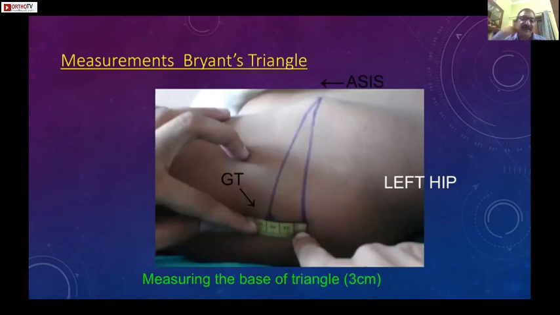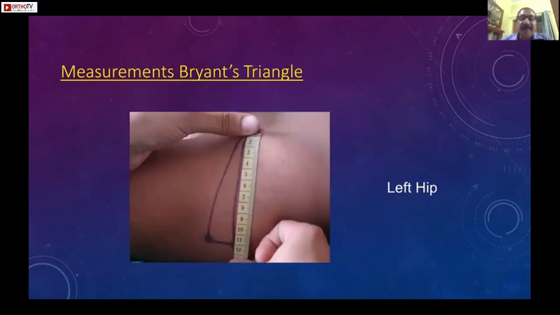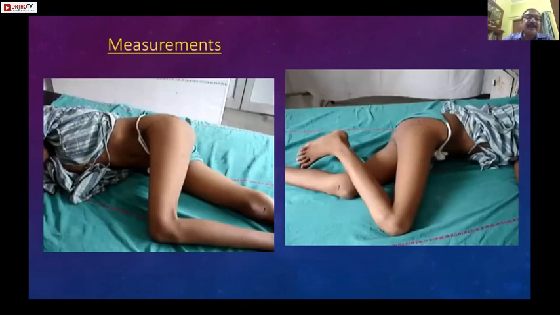Bryant's triangle is drawn, as I told you already, by joining these three points: anterior superior iliac spine, the tip of the greater trochanter, and the perpendicular is drawn to the bed, and then we measure all the three limbs. Like this is a patient on the right side, you can see the shortening. This is a method of measuring qualitatively, not quantitatively, the supratrochanteric shortening with the help of the Nelaton's line.